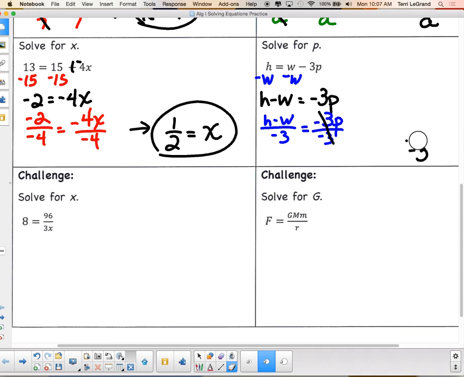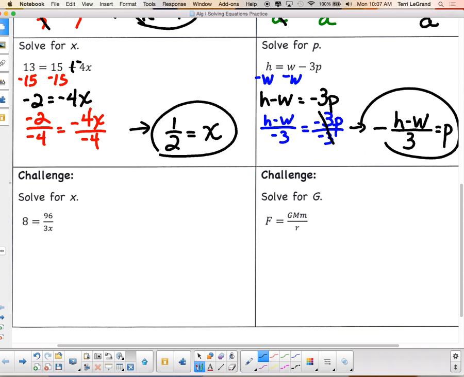Remember, when there's no addition or subtraction going on, you don't have to worry about messing things up. So we're going to bring that negative sign out front. We're going to say that we have negative h minus w over positive 3. That's what our little p is equal to. That's going to be our answer. That's most likely how you would see it in an answer bank.